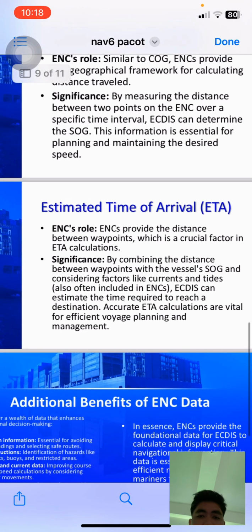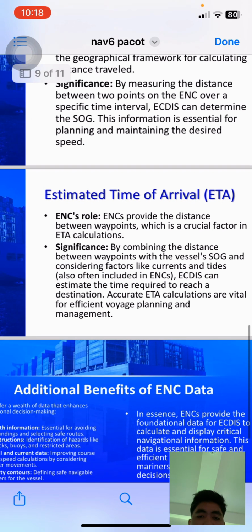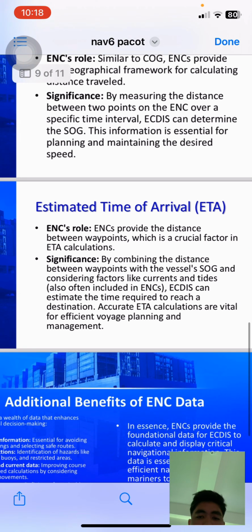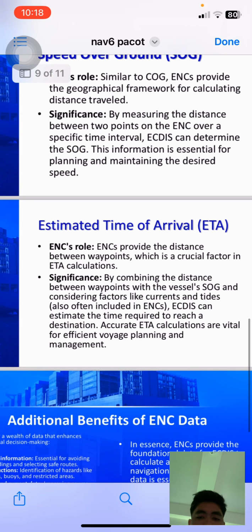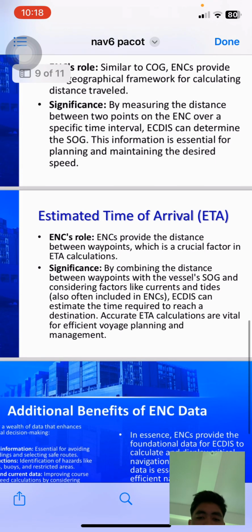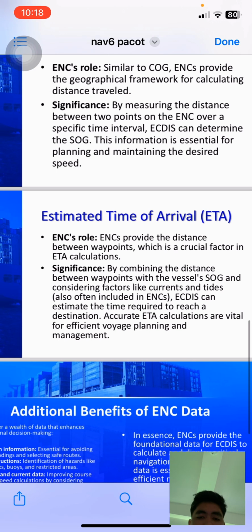And lastly, we have the ETA. The significance of this estimated time of arrival: by combining the distance between waypoints with the vessel's SOG and considering factors like currents and tides, which are also often included in ENCs, ECDIS can estimate the time required to reach a destination. Accurate ETA calculations are vital for efficient voyage planning and management.